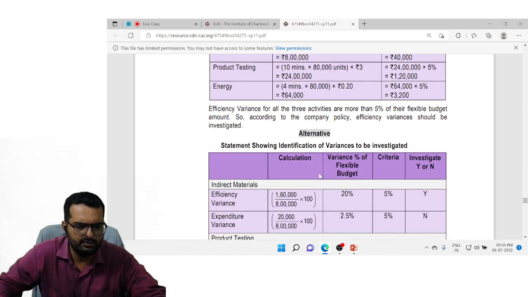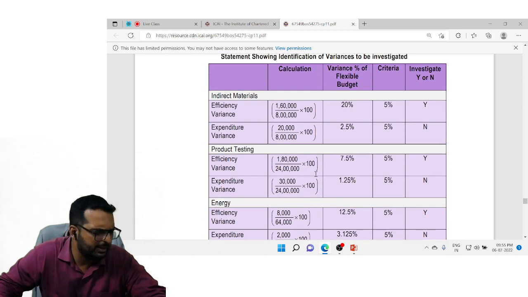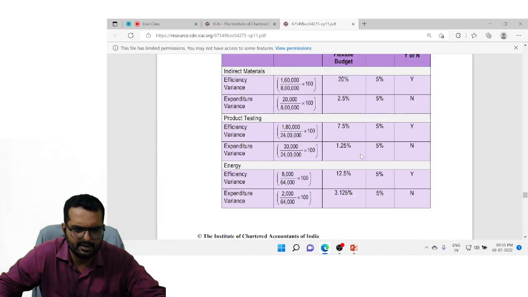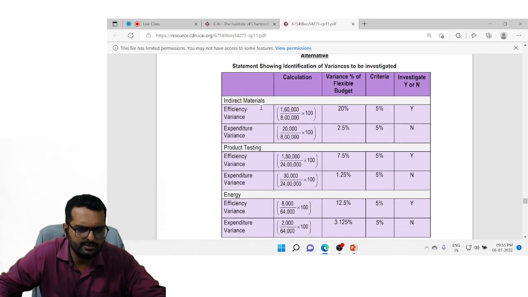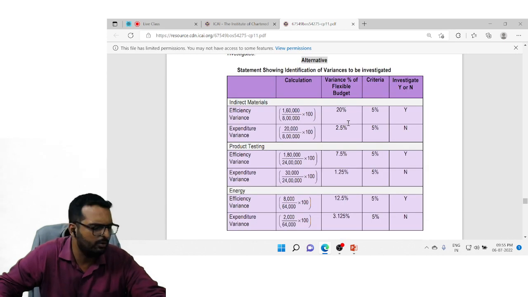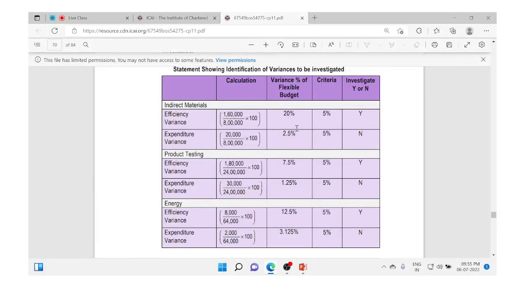Now they have told if anything is going beyond a particular percentage, investigation is required, right? I think beyond 5% is the criteria. So here look at this, they have told one by one all the variances that they have got. If it is going above 5%, yes, or else no. So friends, you have to put up this also in your books. This one table also you have to copy down in your books. Please do this, friends.